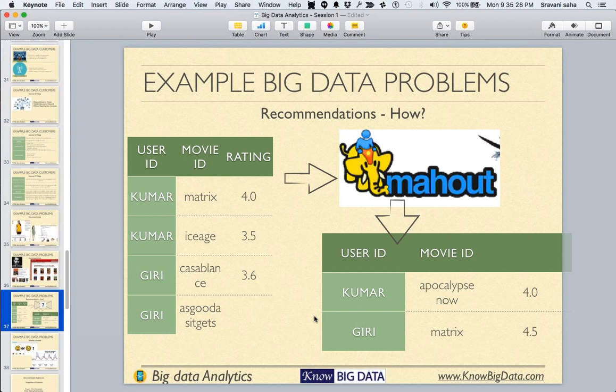So all I'm trying to demonstrate is that given the current state of technologies, generating recommendations, learning, or doing various kinds of predictions has become very easy if you know how to do it. It is not rocket science as of today, you just need to know how to do it. All right, it doesn't require too much programming.